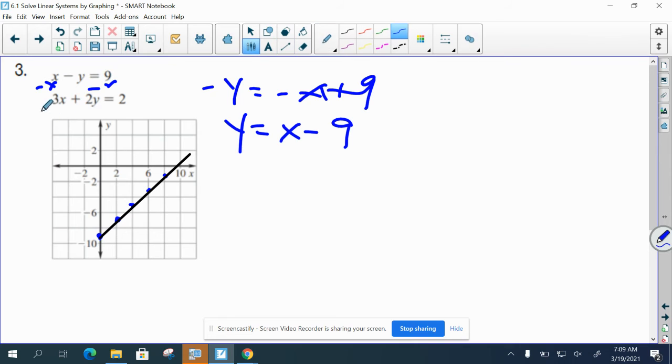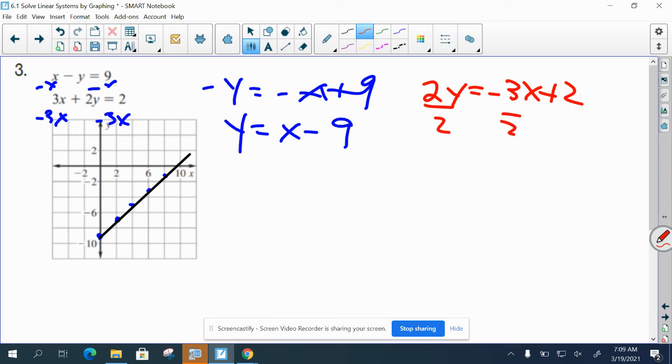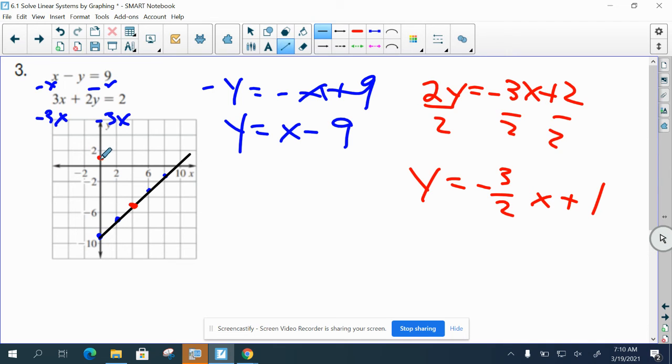All right, and then for this one, we're going to subtract 3x, and then we get 2y equals negative 3x plus 2. Now I have to divide everything by 2. So I get y equals negative 3 halves x plus 1. And then this has a y-intercept of 1 and a slope of negative 3/2. So I would go down 1, 2, 3 over 1, 2. And then I see where they intersect. I'm just going to continue to graph this line. And then they would intersect at 4, negative 5.